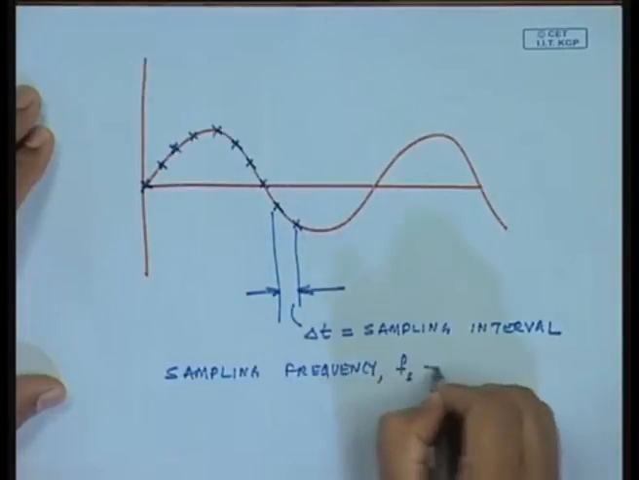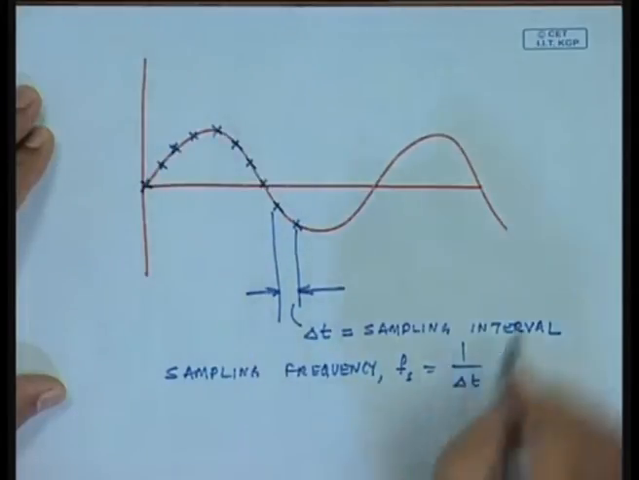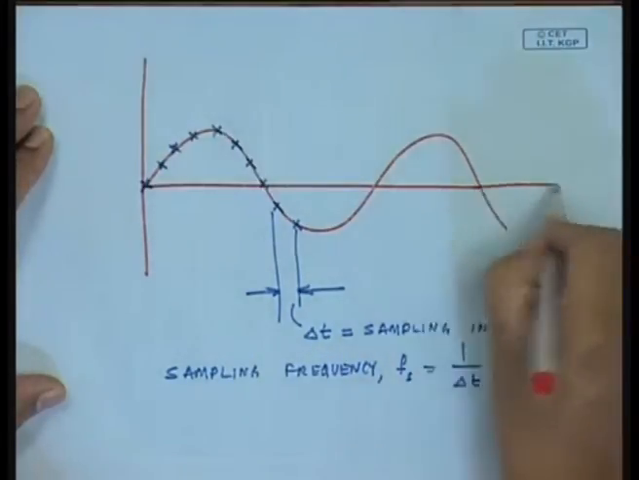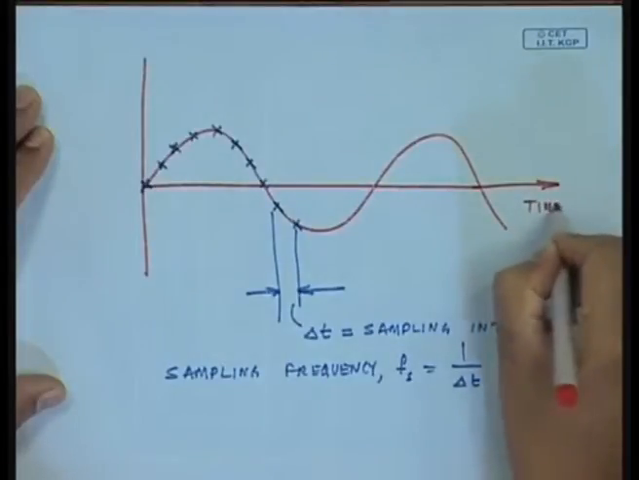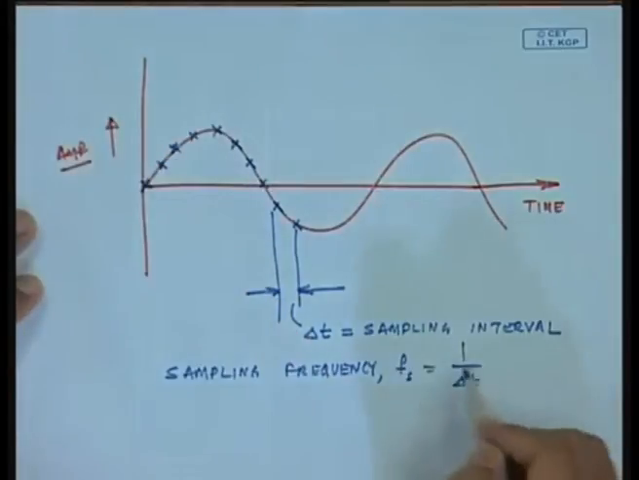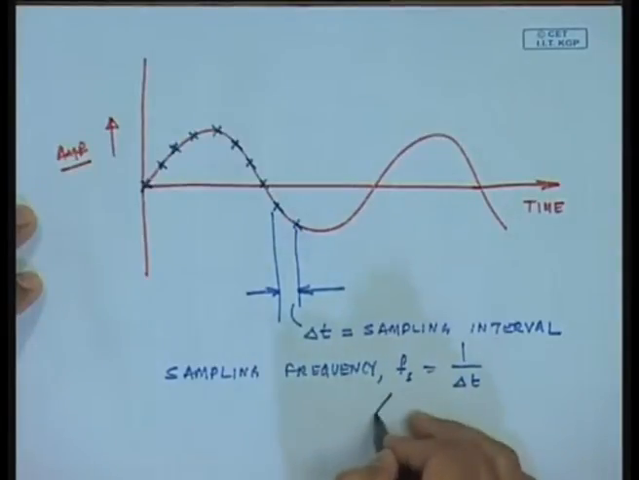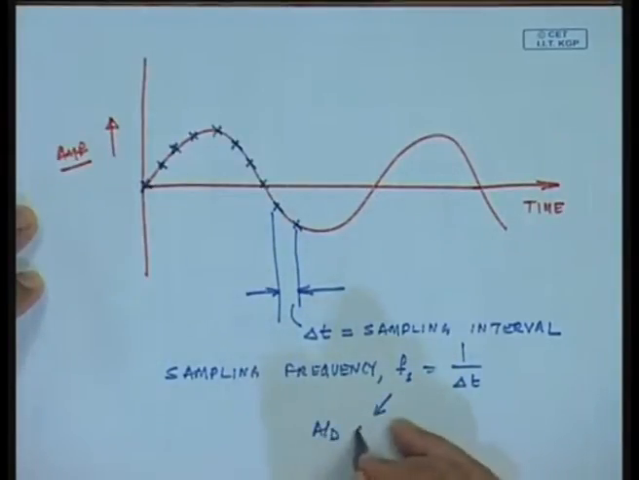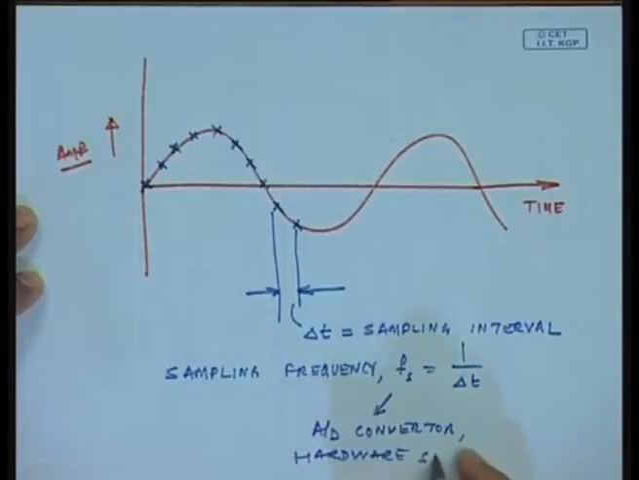Denoted by f sub s, which is the reciprocal of the sampling interval, and this is in the time domain, and this is the amplitude. We will come to the amplitude later, but suppose this sampling interval is fixed by the A to D converter, and it is hardware set. That means I cannot change this f s at will.